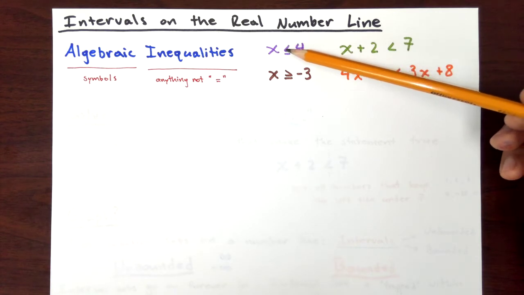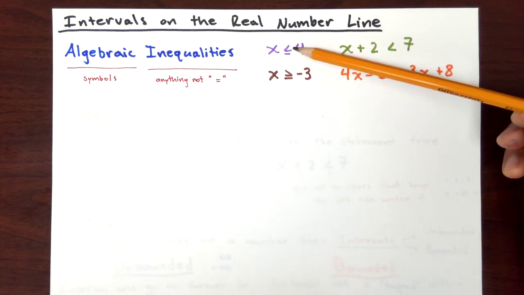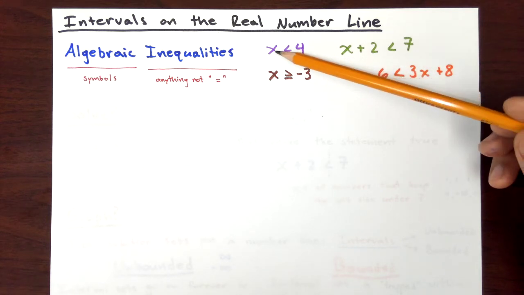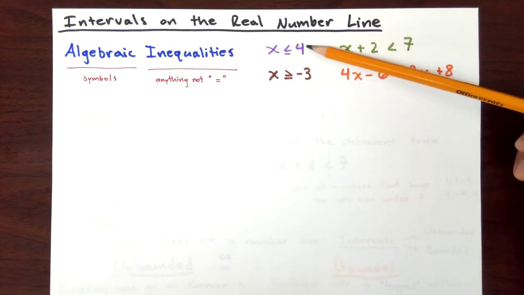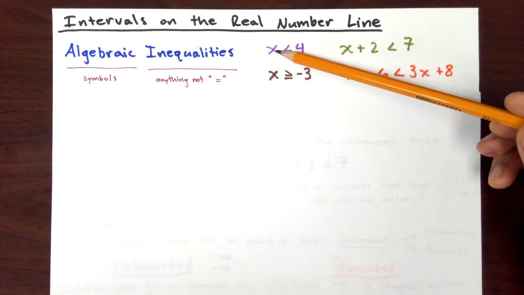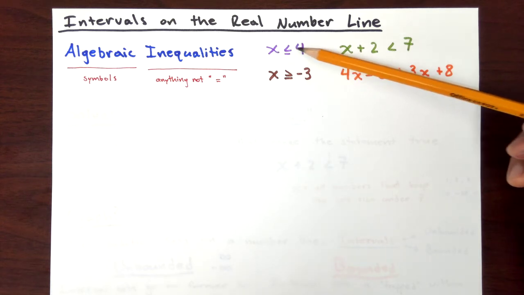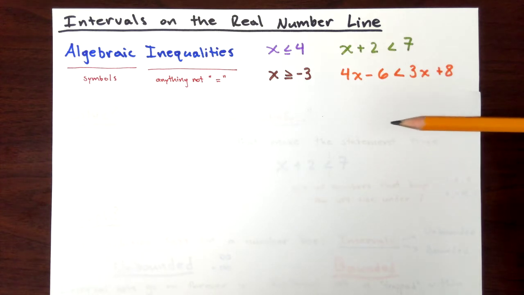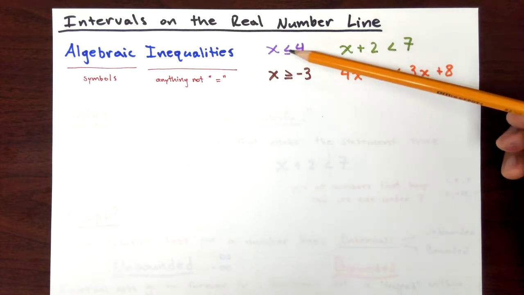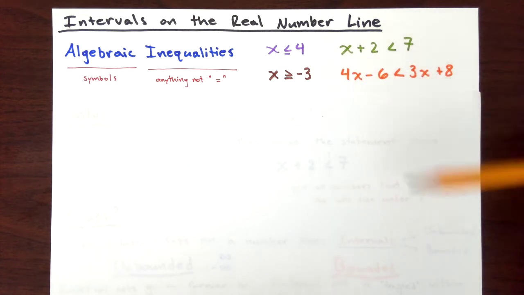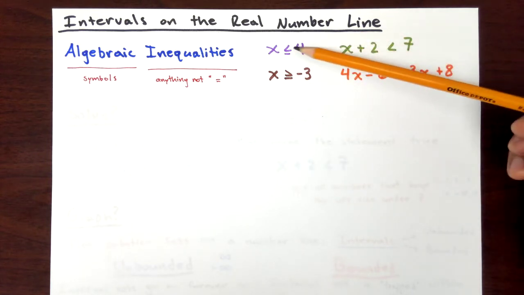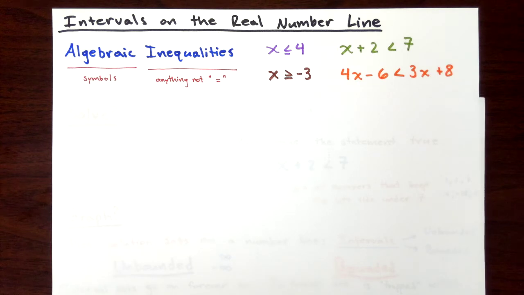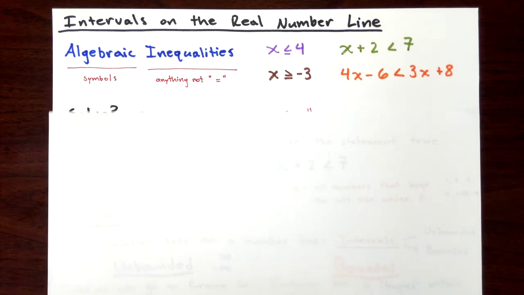Now, if you remember, this little line underneath that caret is going to tell you "or equal to." So this statement is x is less than or equal to 4. That means that x can be anything that is less than 4, whether that's negative a million, whether it's 0, whether it's 3.9999999, or it could be equal to 4. So x can be anything right up to and including 4. All right? So that's a little bit about algebraic inequalities.